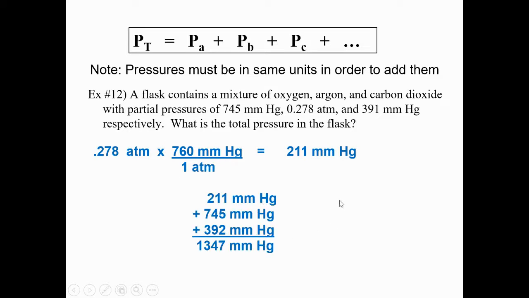Once I have them in the same units, I can simply add them together. 211 plus 745 plus 392 equals 1347. While I'm not being a real stickler about SIGs, we are adding, so our answer should be to the same place. I wouldn't round it to 3 sig.